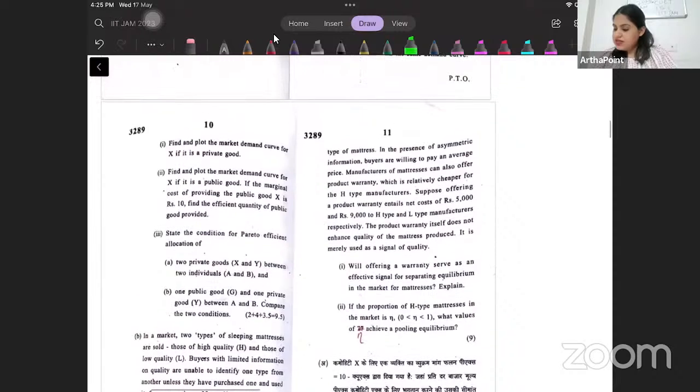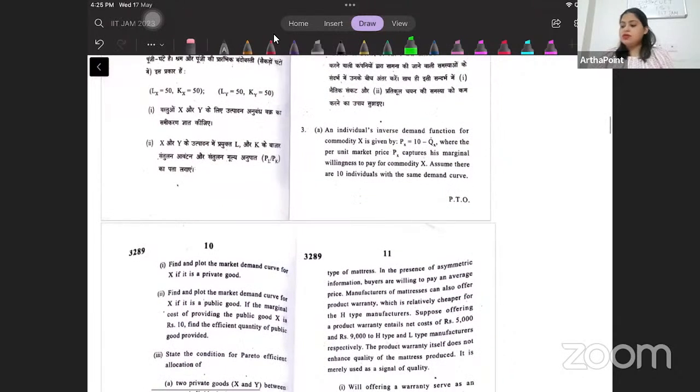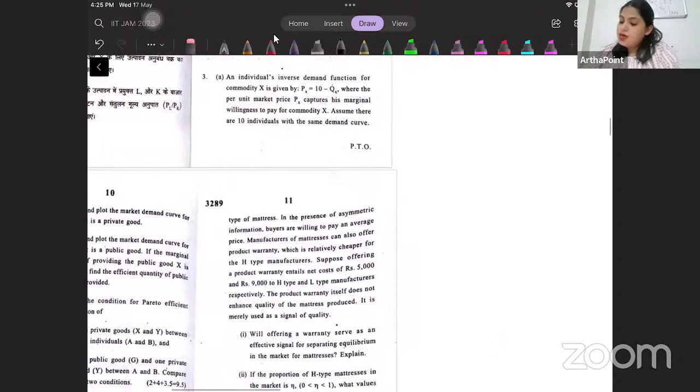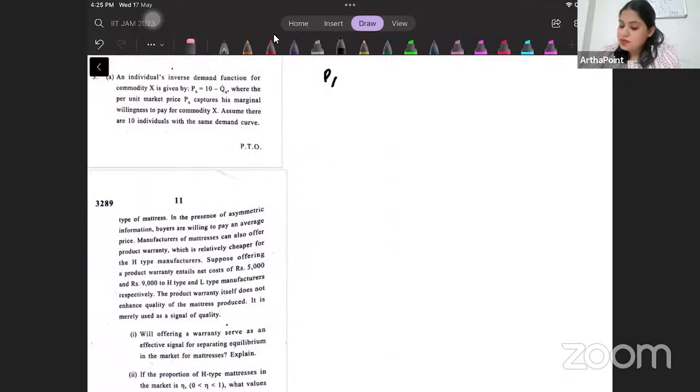So let's take question number 3. Okay, this is what you're requesting. Let's take question number 3. An individual's inverse demand function for the commodity is given by Px is equal to 10 minus Qx. ठीक है, तो बेटा थोड़ा सा समझ लेते हैं. The demand function is given by 10 minus Qx, where per unit market price Px captures his marginal willingness to pay for the commodity X.